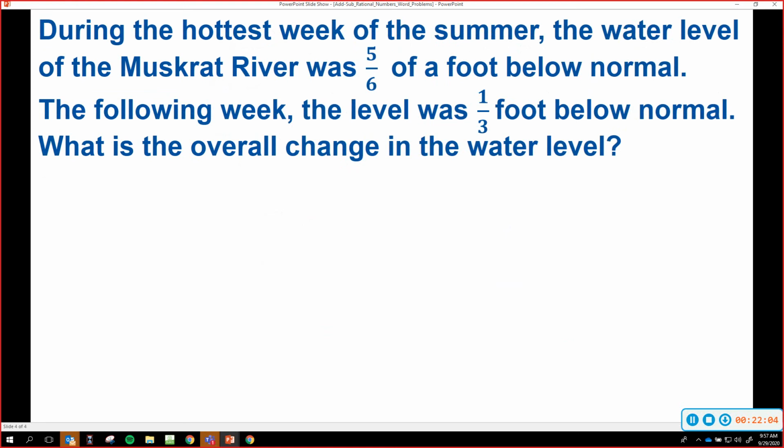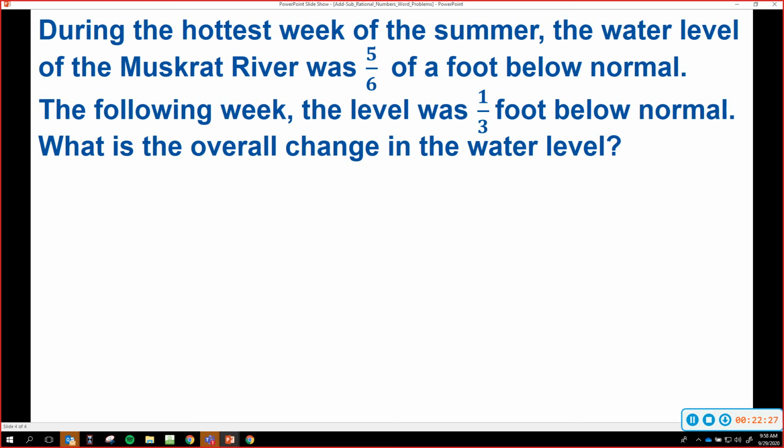During the hottest week of summer, the water level of the Muskrat River was 5/6 foot below normal. The following week, the level was one third of a foot below normal. What is the overall change in the water level? Awesome. So normal, or average, you can kind of think about it as 0, right?